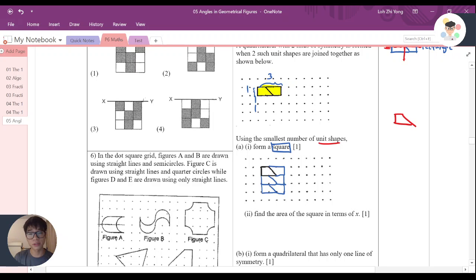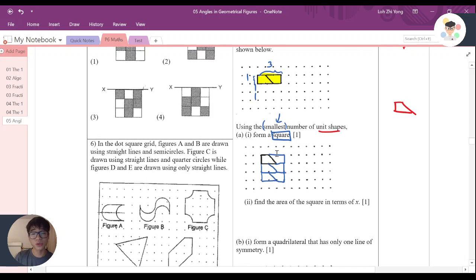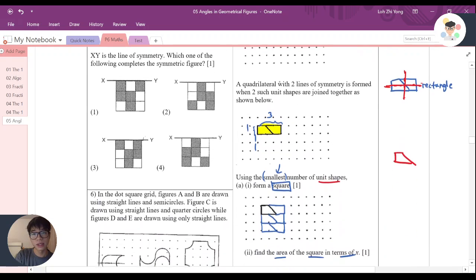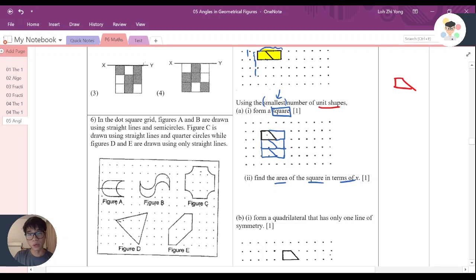This is actually how it works, okay? Of course, you can add more here, but they say what? Use the smallest number. Means that now 6 is enough already. And now the question continues to ask, find the area of the square in terms of x. Now, we know that one unit shape given is what? It has an area of 2x, okay? And now we have how many here? 1, 2, 3, 4, 5, 6. We have 6. So 6 times 2x is equivalent to 12x units square. And that is our answer for part 2.